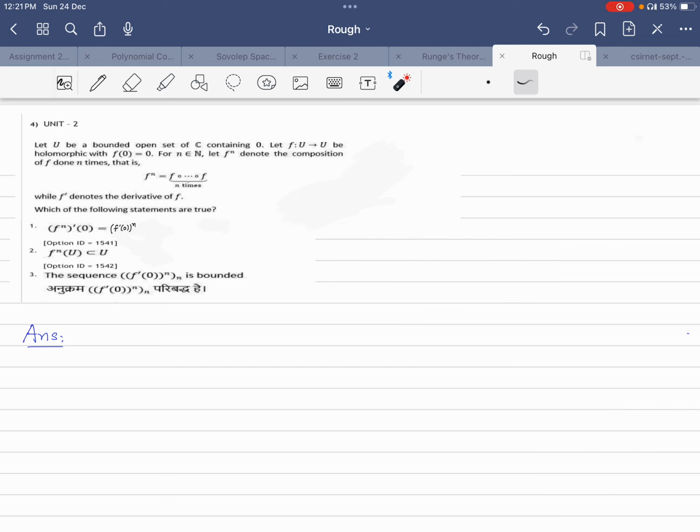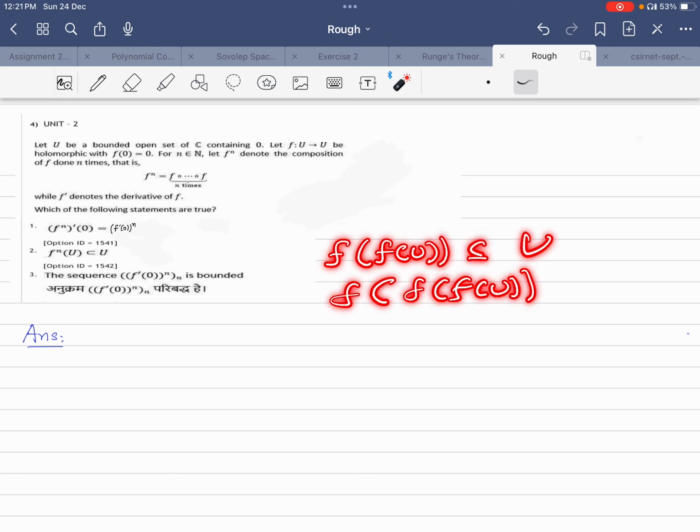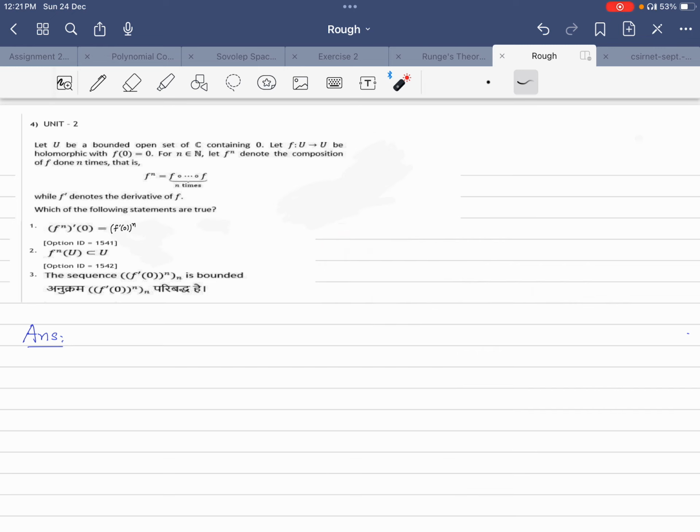The second option is f to the power n of U is a subset of U. It means f of U should be a subset of U also. They ask whether that is true or not. And the third one is whether f prime of 0 to the power n is bounded. That is a sequence of complex numbers, and the sequence is bounded. So there is something to be observed.